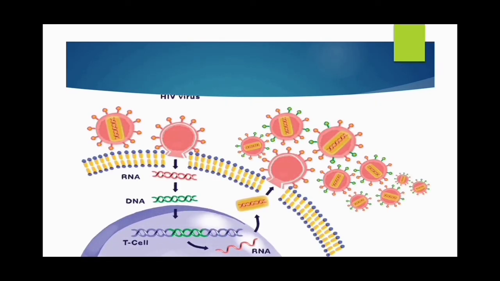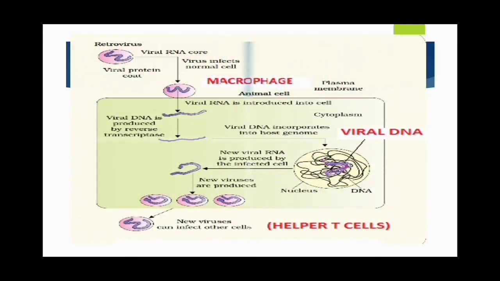See this figure. HIV infects helper T cells the same as macrophage cells. First it inserts RNA into the cell, makes viral DNA, incorporates it with the host DNA and makes more viral particles. Now let's see the diagram given in the NCERT book. From an exam point of view, this diagram is very important.